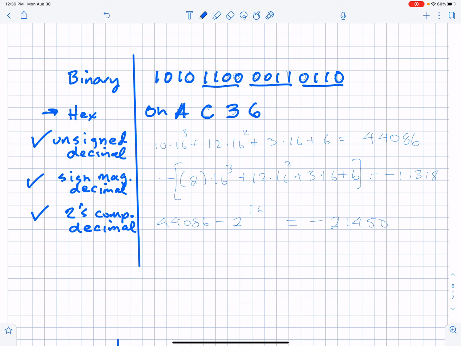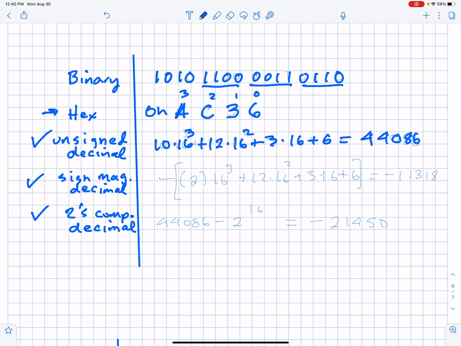I like to do that step first because I think it's easier to convert hex to decimal than it is to do binary to decimal. Okay, and so I'm looking at A is 10, and then this would be times 16, and numbering off the places here, 0, 1, 2, 3. This would be 16 to the third, plus, and then C is 12 times 16 squared, and then 3 times 16 plus 6. So we can add those numbers and get 44,086.